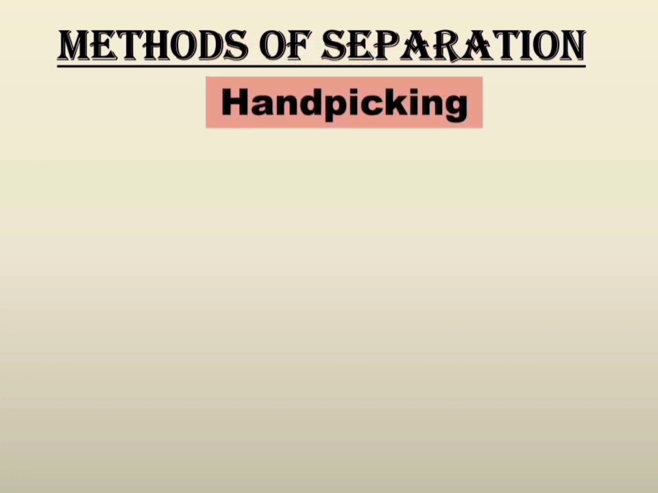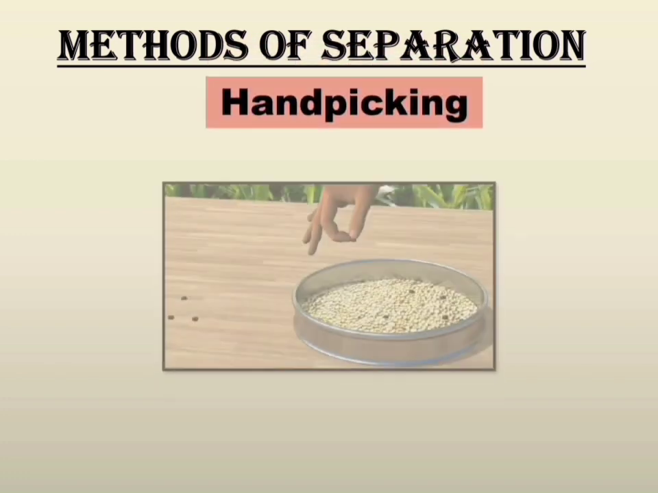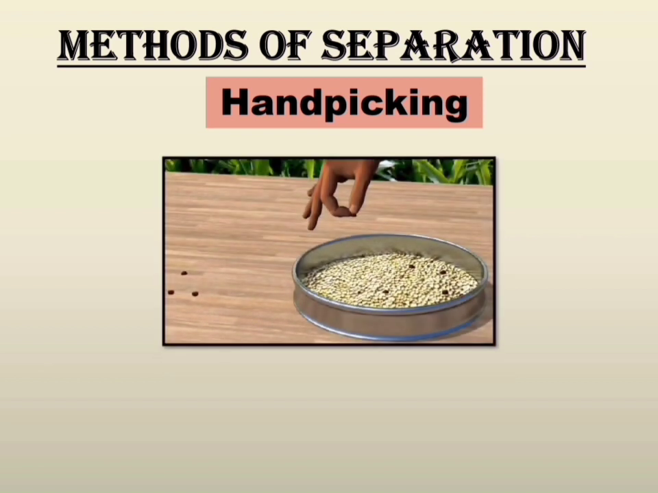Now let us discuss some simple methods of separation of substances. Methods of separation. Our first method is hand picking. If we spread grains from a packet of food grains on a plate, we will find that there are many pieces of stone, husk and broken grains. So we remove these with our hands.